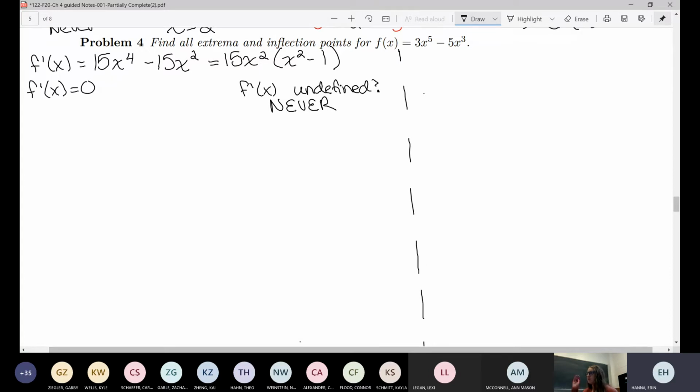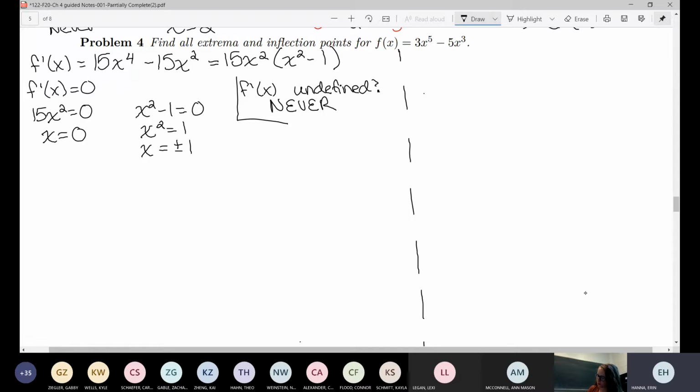There we go. So it's never undefined. There's no denominators floating around. We have a product of things. That's also kind of the point of pulling out the greatest common factor. It makes setting it equal to 0 a bit easier. So we can set the 15x squared equal to 0, and then x squared minus 1 equals 0. Because remember, you can't multiply things together and get 0 unless one of those things was 0. So we'll get x equals 0 from the first piece if you divide by 15 and square root both sides. Or sometimes you can just see that it's going to be 0. And then we'll get x squared equals 1, so x equals plus or minus 1.